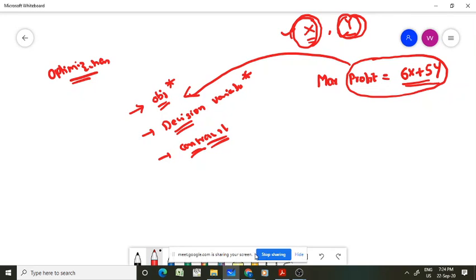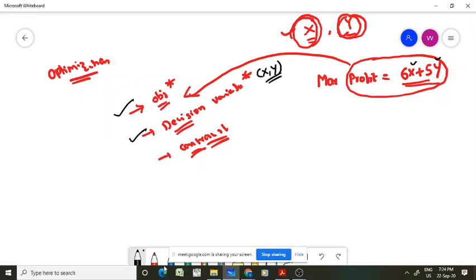Now what are the decision variables? Decision variables are the variables which will decide the value of the objective function, or on whose values the objective function depends. Those are called the decision variables. So in this example, what are the decision variables? X and Y. Good. So X and Y are called the decision variables, and this is called the objective function. Right? So this is good.